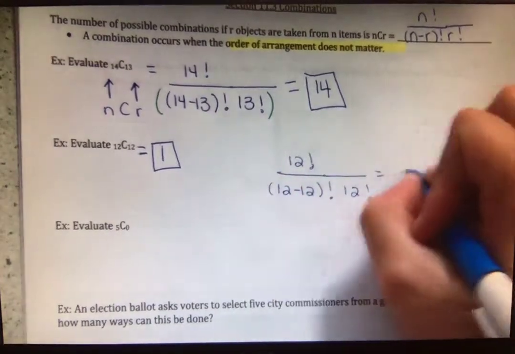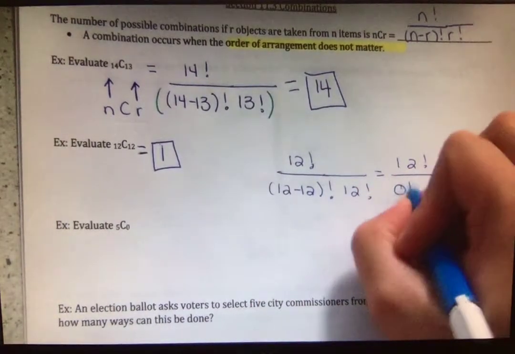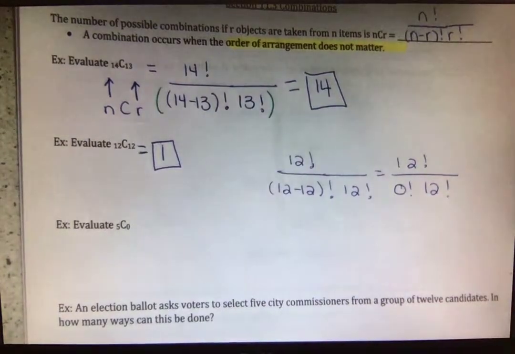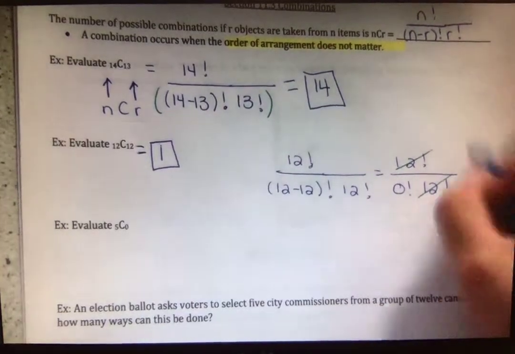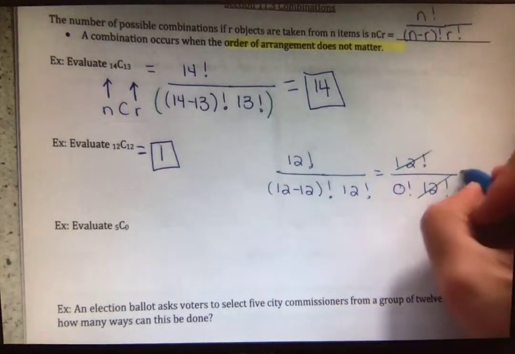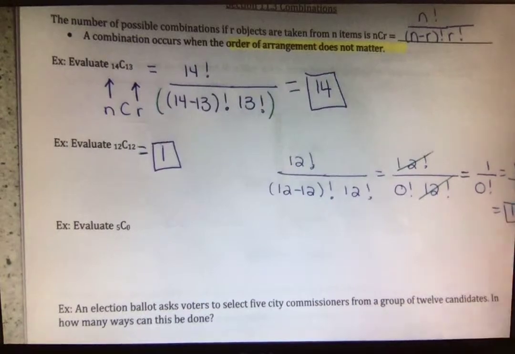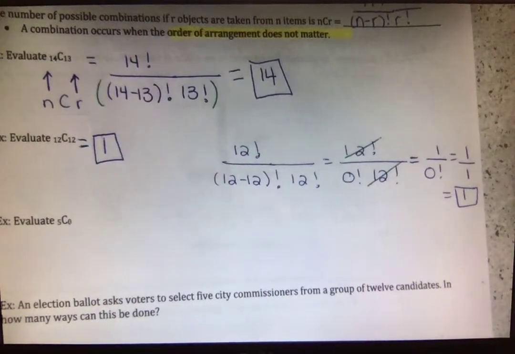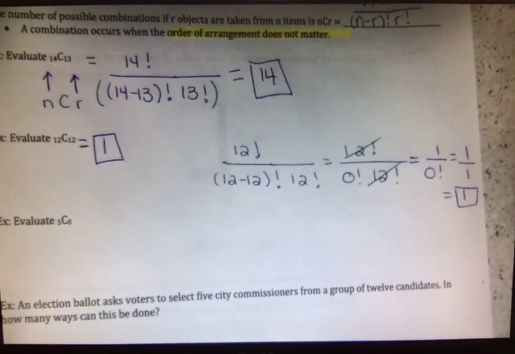Order of operations tells us to do whatever's inside the parentheses first. So I have 12 factorial, 12 minus 12 is 0 factorial, times 12 factorial. My 12 factorials cancel out. I'm left with 1 over 0 factorial. We said 0 factorial was 1, so we're left with 1. If you were wondering how we got that, that's how it happens. Or you just plug it into your calculator and it'll tell you it's 1. If they're both the same number, it's automatically going to be 1.